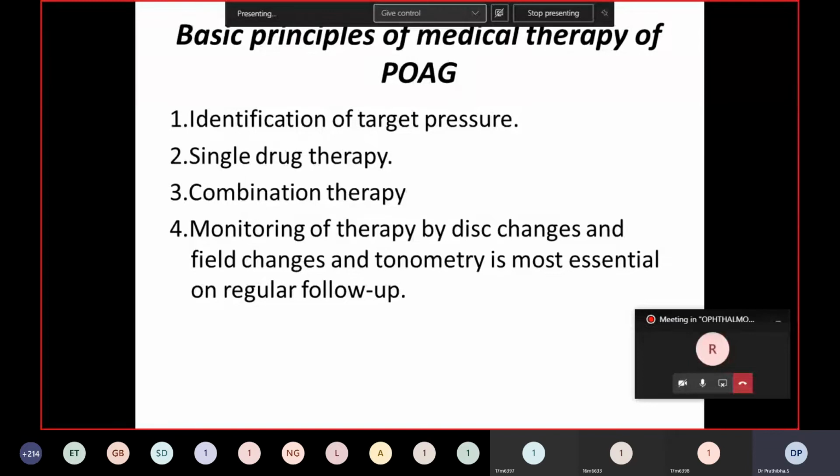The basic principle of this medical therapy of primary open angle glaucoma is, first, we have to identify the target pressure. I'll be telling it in the next few slides. First we have to set a target, because IOP is the only variable which we can modify. So we have to set a target pressure for that patient, and to achieve that target pressure, a single drug therapy is used. If that target pressure cannot be attained using a single drug, then we go for a combination of drugs.